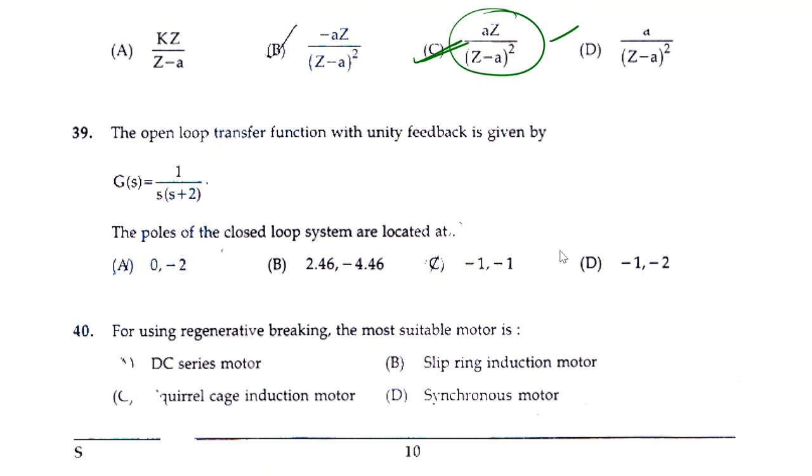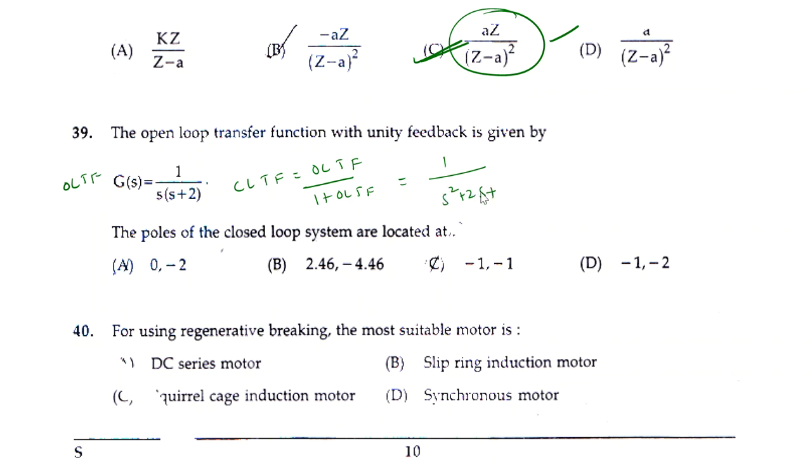The open loop transfer function with unity feedback is given by G of S is equal to 1 by S into S plus 2. The poles of the closed loop system will be? The closed loop transfer function is equal to the open loop transfer function divided by 1 plus the open loop transfer function. If you simplify this, you will get 1 divided by s square plus 2s plus 1.